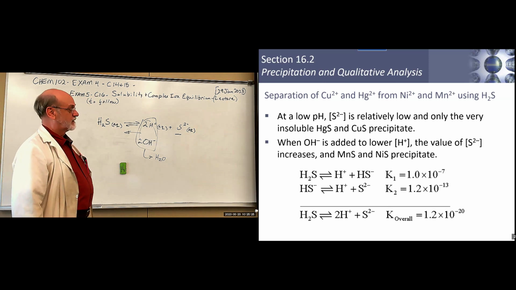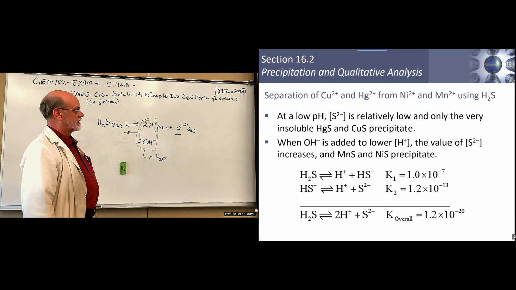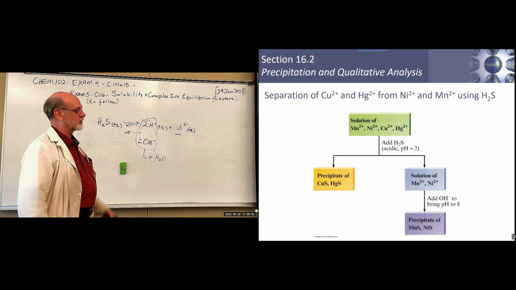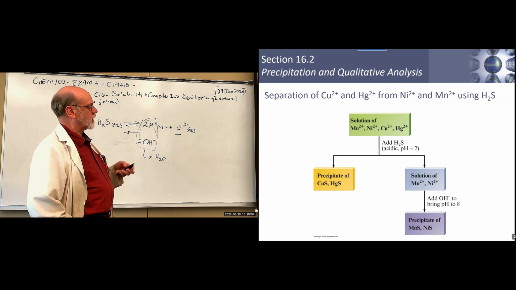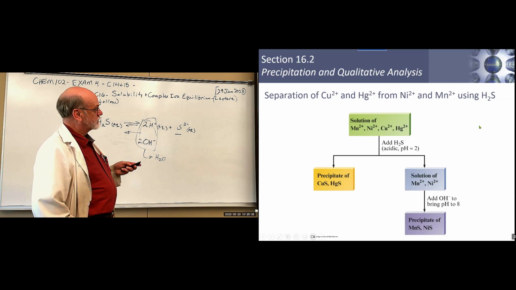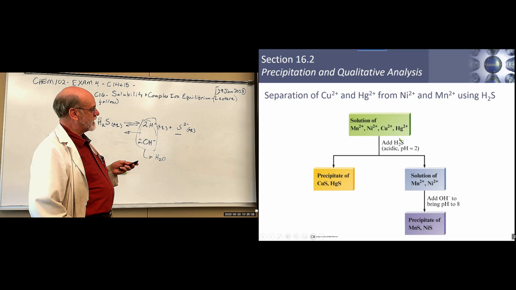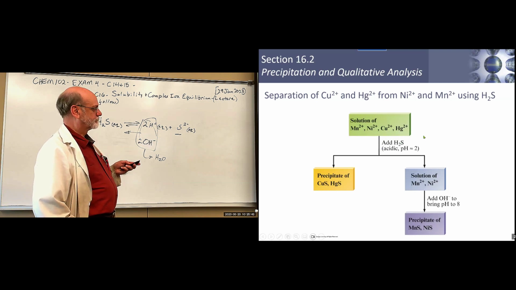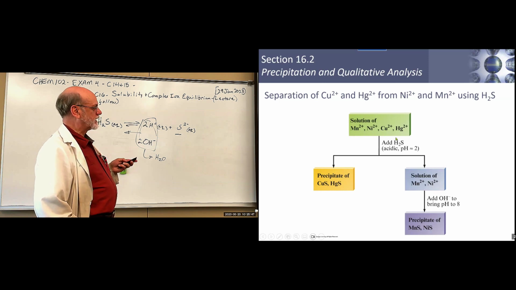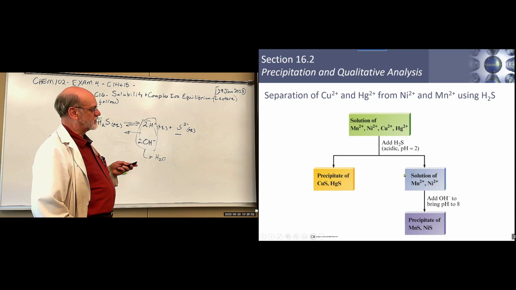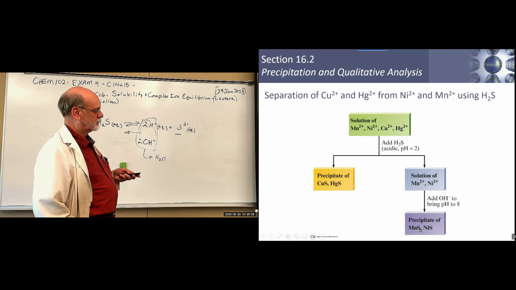Let's see. Where was I? Okay, so we filter them. This is the flow chart for that. If we have an acidic hydrosulfuric acid solution, then we can precipitate the copper and the mercury. And then if we add a base after that, we can get the manganese and the nickel.